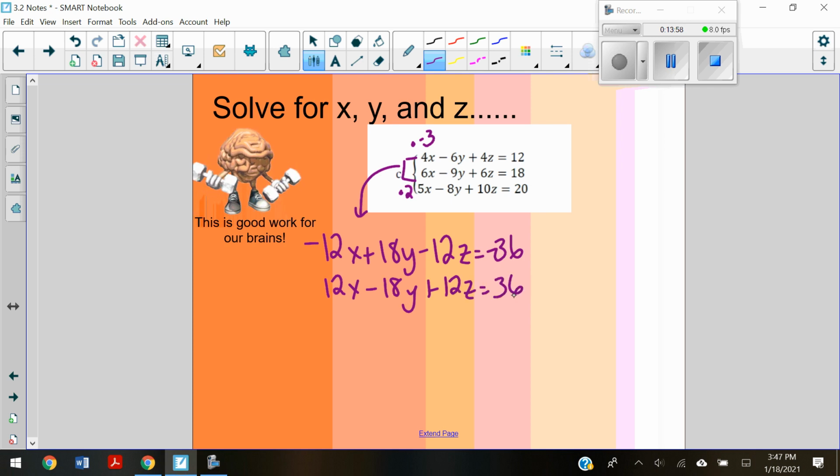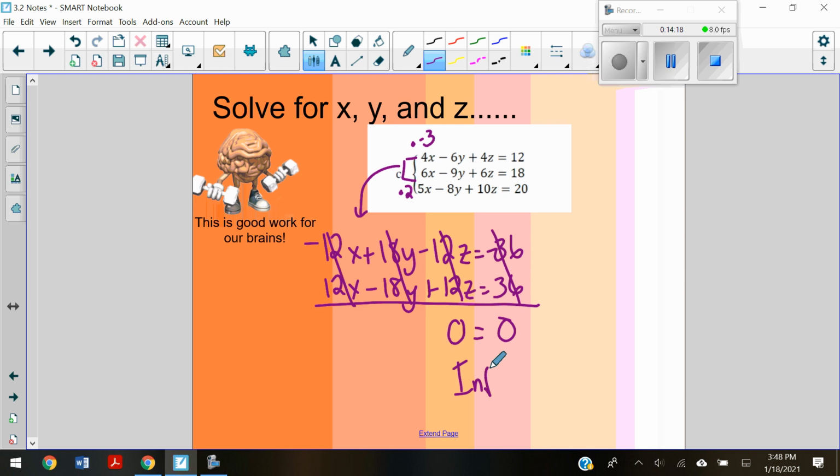Whoa, do you guys see that? All of my variables are exact opposites, so I get 0. And negative 36 and positive 36 gives me 0. Do you remember what happens when your variables eliminate and you get a true statement? Because 0 is equal to 0. That's true. Yeah, you get infinitely many solutions. That means that the lines all line up right on top of each other. See, I told you to be short and sweet.